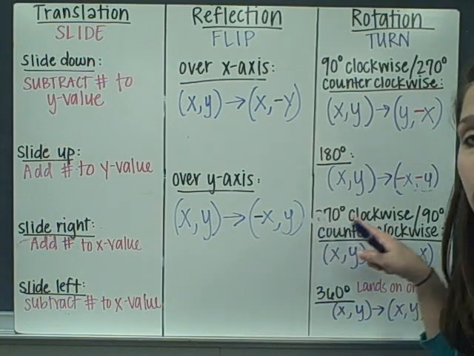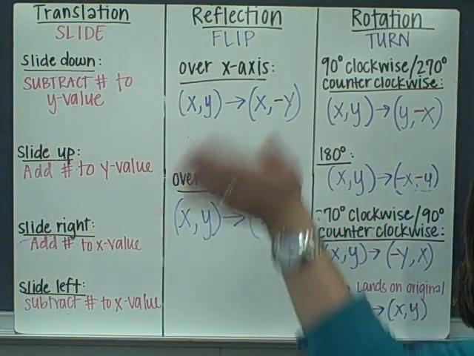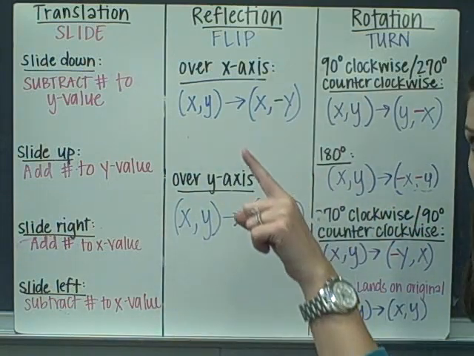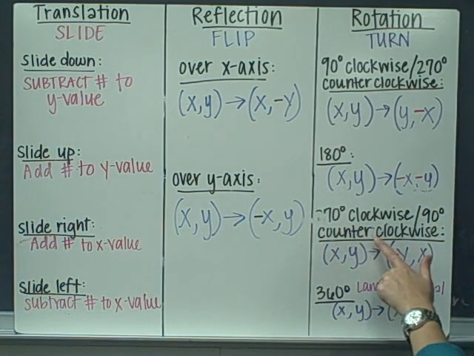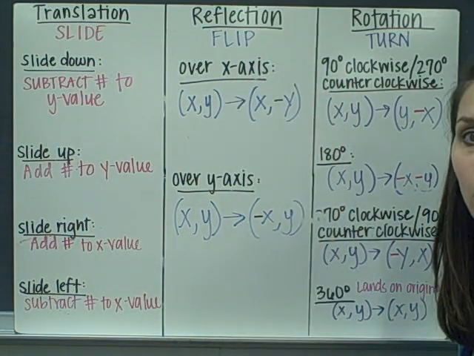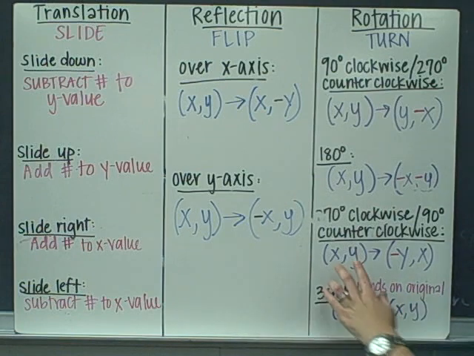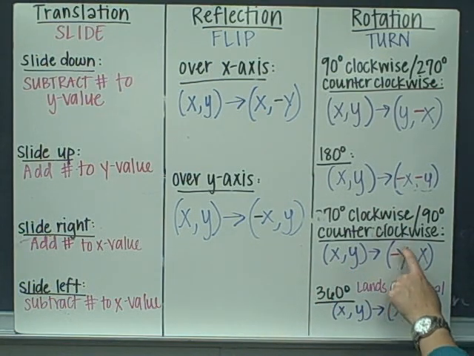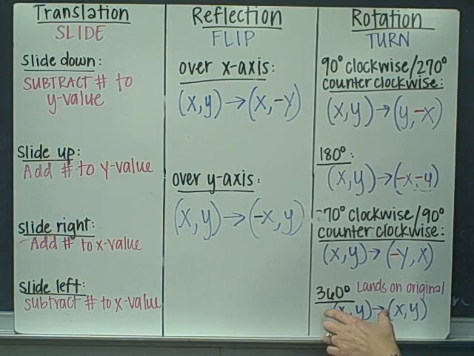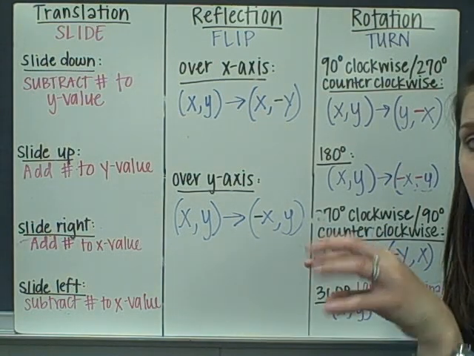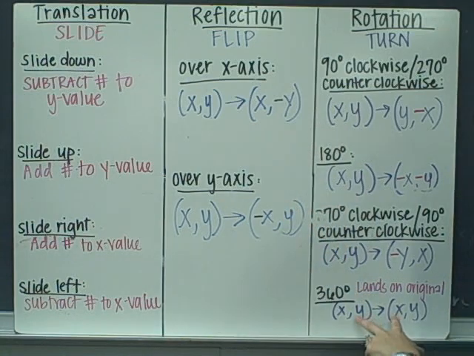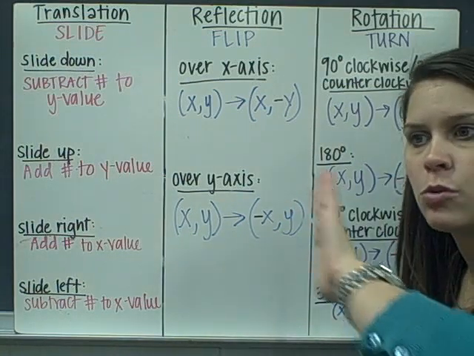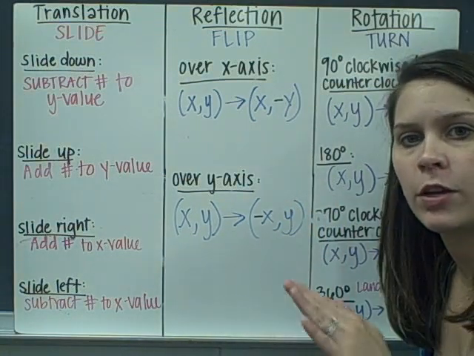If you're going 270 degrees clockwise, so to the right, 3 quadrants, or you're going 90 degrees counterclockwise, so to the left, 1 quadrant, your x and y values end up switching spots, and the new x value becomes a negative. And if you're going 360 degrees, you're going to go through all 4 quadrants, and the ordered pairs don't change because you end up landing on top of the figure that you started with.